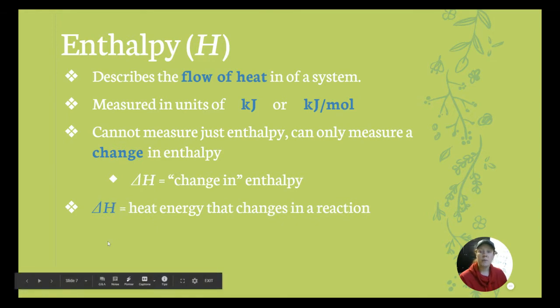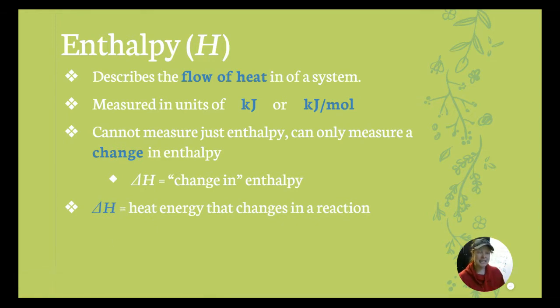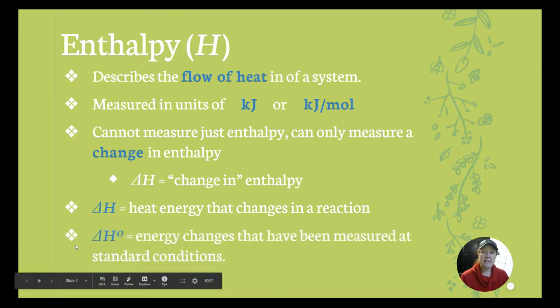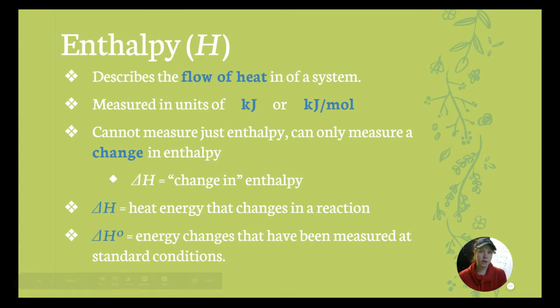So delta H represents the heat energy that changes in a chemical reaction. And then delta H naught, that little zero is naught, is the energy change that has been measured at standard conditions. We're going to talk a little bit more about what it means to be at standard conditions. But when you see that little naught symbol, the little 0 up above there, that means we're at standard conditions, which just means that the reaction took place at 25 degrees Celsius and 1 atmosphere of pressure.